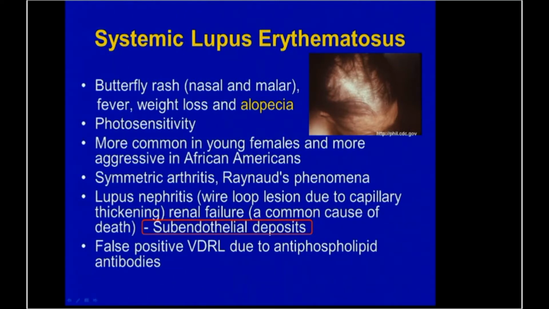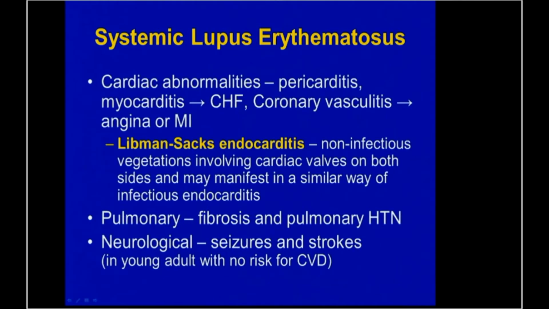False positive VDRL is due to antiphospholipid antibodies. The antiphospholipid antibodies will interfere with the test in the lab, and that will produce a false positive VDRL. Okay? So the question is, do you think that this patient has syphilis? No, they don't have syphilis. They just have a false positive VDRL. Cardiac anomalies include pericarditis, as we talked about before, maybe myocarditis, congestive heart failure, and coronary vasculitis, and might induce angina or even MI.